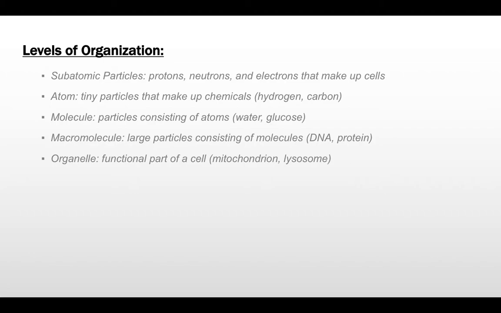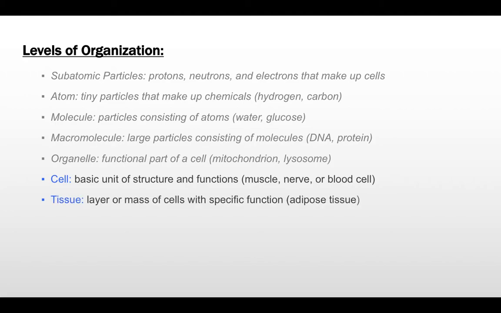Those will come together to form organelles, and then we get to the part of the human body that we are going to write in our notes, which is cells. So cells are the singular basic unit of structure and function. So if you look inside of a muscle, the smallest you can get where it still has properties of a muscle is the cell. So there's muscle cells, nerve cells, blood cells, and they're very unique.